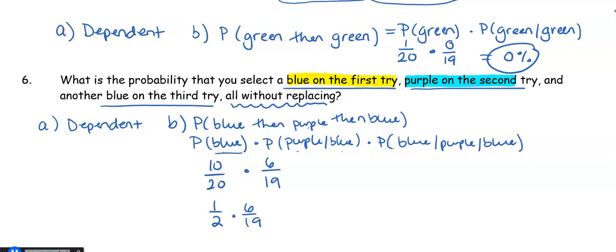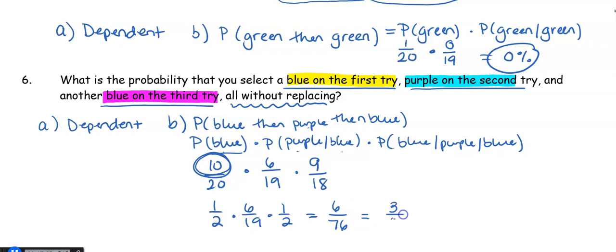And then last, another blue. All right, so we started with 10 here, but I took one of the blues out. So now I only have 9 blues left in the bag, and we've got 20 over 19. I now only have 18 left there. 9 out of 18, that also reduces down to 1/2. So I've got 1 times 6 times 1, that's a 6 on top. 2 times 19 times 2 gives me 76 on the bottom. Reduce that, we get 3 over 38, which is about 0.079.